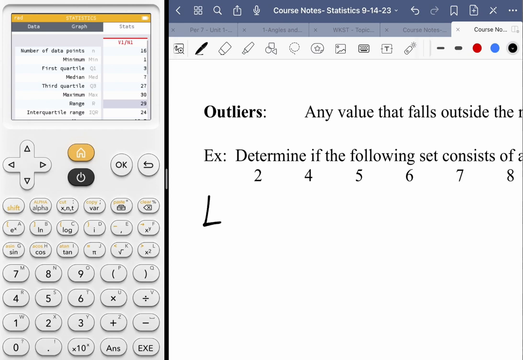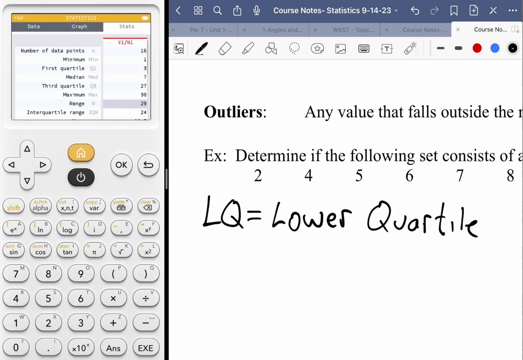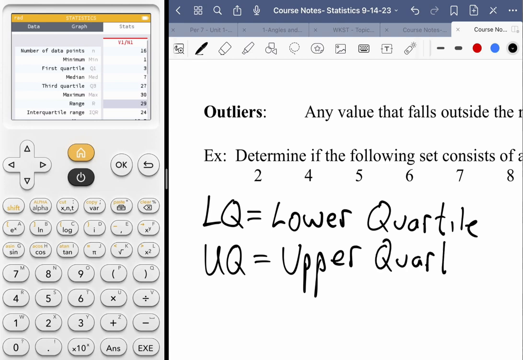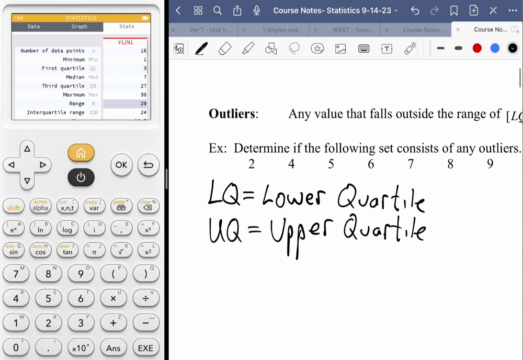So LQ is equal to lower quartile, UQ is equal to upper quartile. The LQ is also known as Q1. The UQ is also known as Q3. The Q represents quartile, and the subscript represents which quartile it is. So the lower quartile is also known as the first quartile, right? Upper quartile is also known as the third quartile, right?